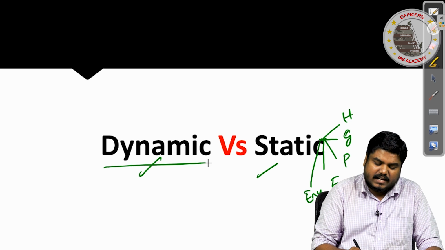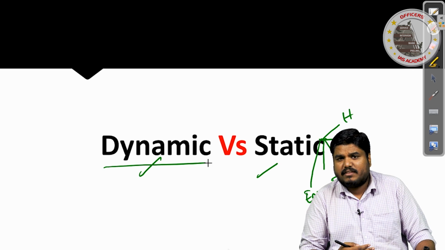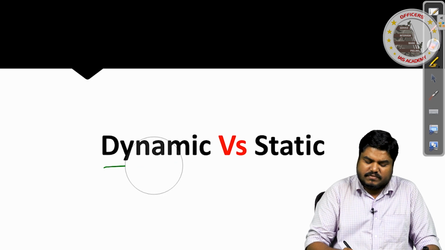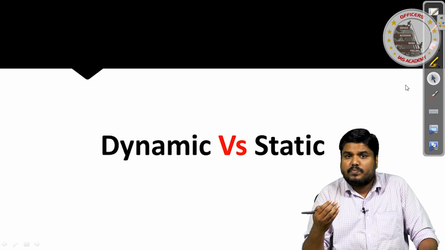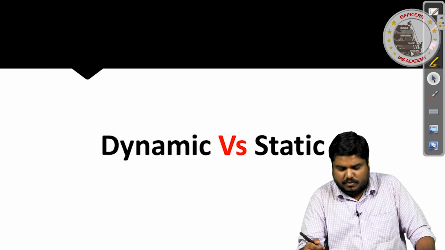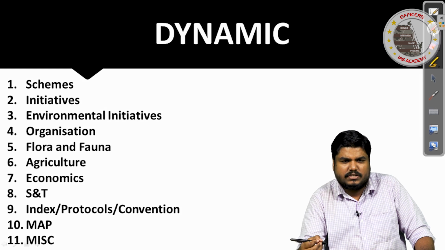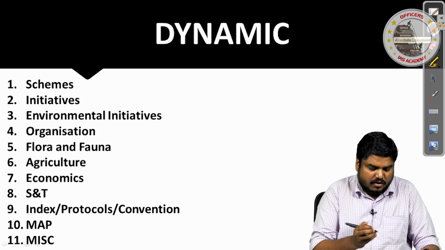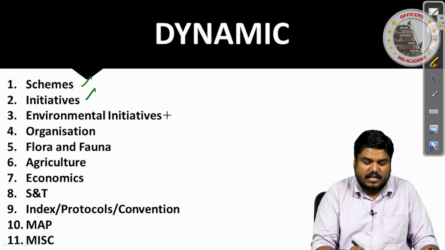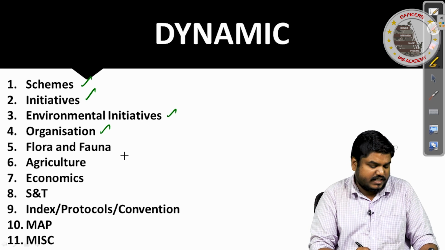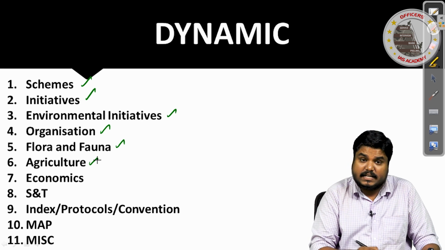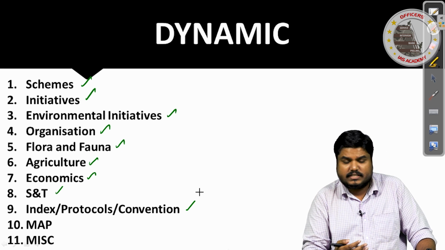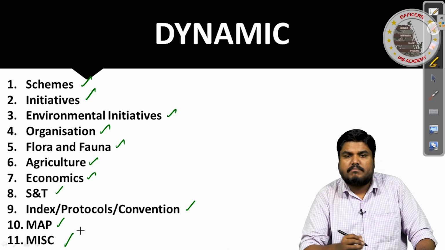The moment when I say dynamic, students immediately say that it is current affairs, but in current affairs, what are all the areas which we have to study? What are all the areas which UPSC focuses, which we try to decode? So, under dynamic, we understood that UPSC is largely asking questions from these 11 topics. One, schemes, initiatives, environmental initiatives, organization, flora and fauna, agriculture based questions, economics, science and technology based, index, protocols, conventions, map as well as miscellaneous.